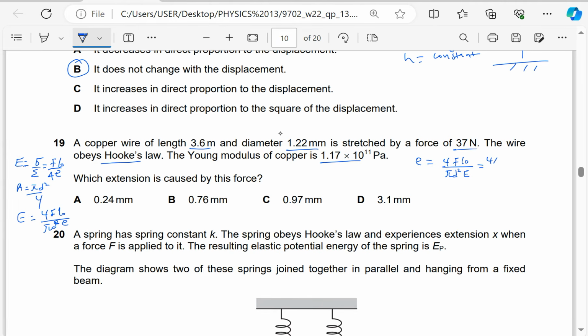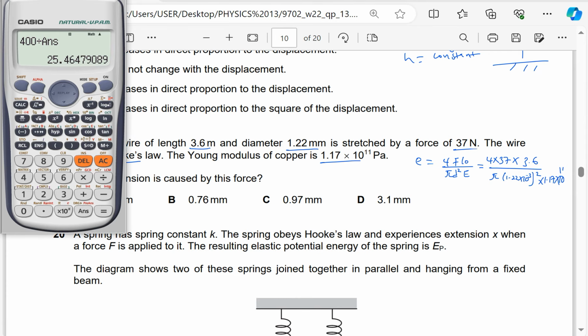So it will be 4 times F, which is 37, times original length, which is 3.6, divided by pi, and the diameter is 1.22 times 10 to the power of minus 3, and this is squared. Then times the Young modulus, which is 1.17 times 10 to the power of 11. So I'll just press my calculator.